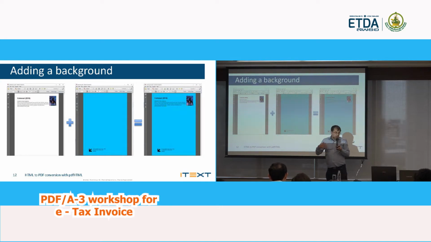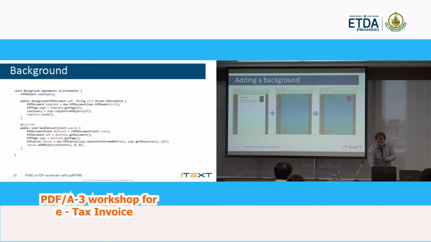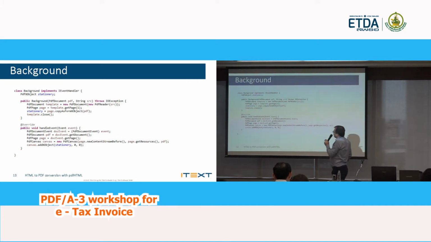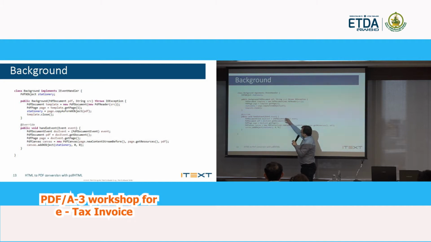Chanpreet also gave you an example of events, so page events. If you have, for instance, our HTML that we convert to PDF, and you have an existing PDF that is a background, you can say, well, I'm going to convert the HTML to PDF, and every time a page is created, I'm going to add this background. There's a little bit more code here. We implement an IEventHandler, and we say we have a PDF object stationery, that's the background. We read this stationery, so every time a new page is created, we take that stationery and we add this as an X object to the page.